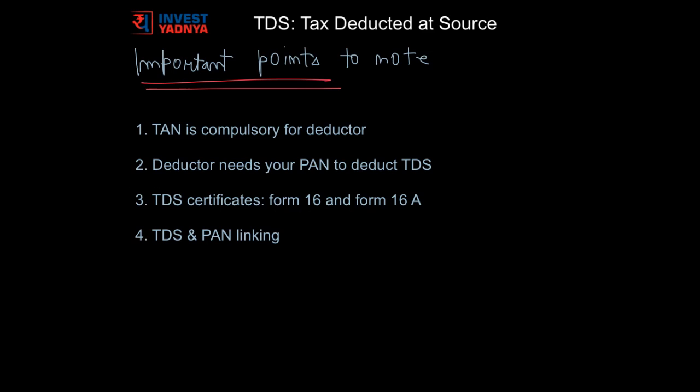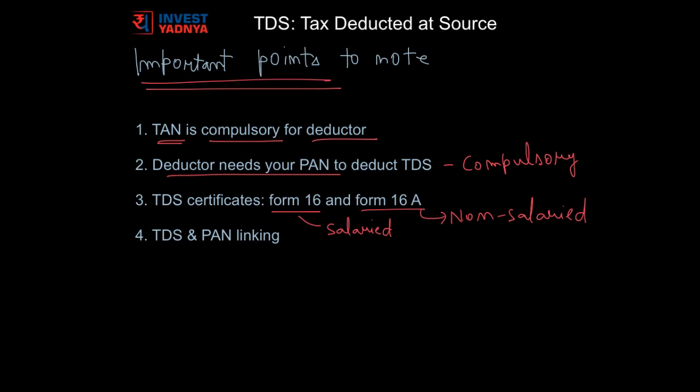As per the Income Tax Act, a TDS deductor needs to have a tax deduction and collection account number, that is TAN number, as it is compulsory to mention it when filing TDS returns. The deductor needs your PAN number to deduct TDS. TDS certificates, Form 16 for salaried individuals and Form 16A for non-salaried individuals, are issued by the deductor. These need to be presented to adjust the TDS amount paid against the total payable tax by you.